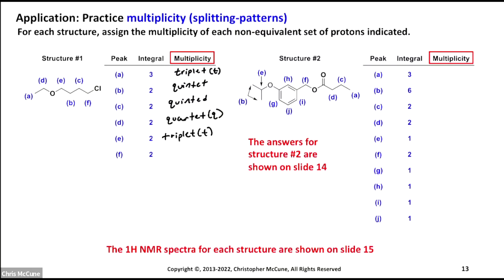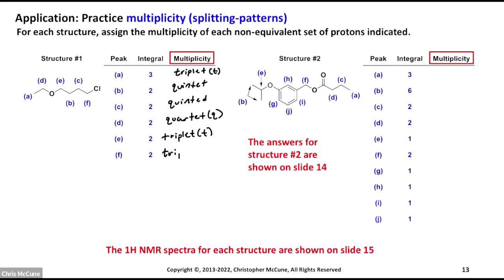And then finally, F is next to the chlorine. There's no hydrogens there. It's also next to C, and there's 2 hydrogens there that are equivalent to each other. And so F is going to be a triplet as well. Okay, so I'll let you do structure 2. The answer to this is shown on the next slide.